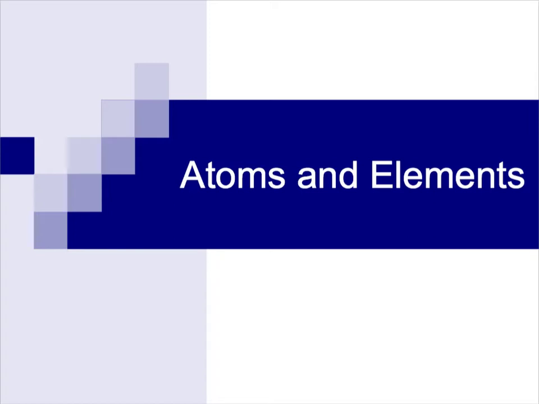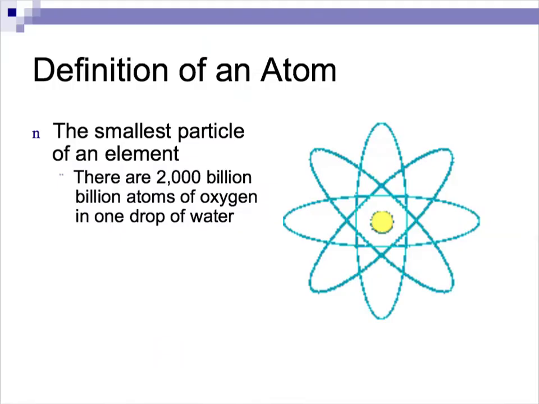So today we're going to talk more specifically about atoms and what makes up an atom, and then discuss the types of properties that scientists will observe when they are trying to classify atoms into different types, which are the elements. So our definition of an atom is that it is the smallest particle of an element.